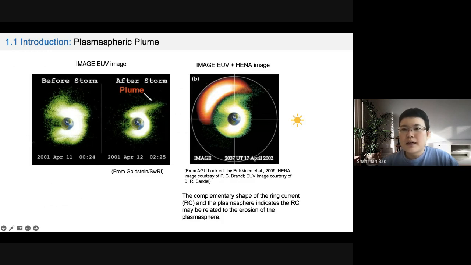If you put a high energy neutral atom image together with this EUV image, you will see the ring current forms a roughly complementary shape with the plasmasphere, and you can see some overlap at the dusk to noon sector in the plume region. So this complementary shape of the ring current and the plasmasphere may indicate the ring current can be related to the erosion of the plasmasphere.